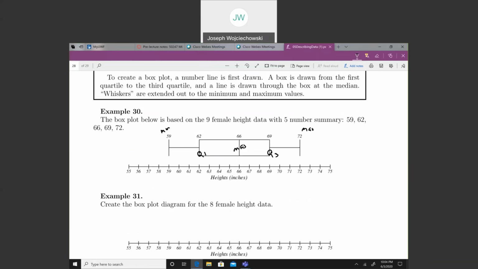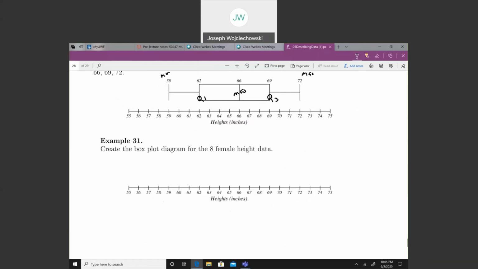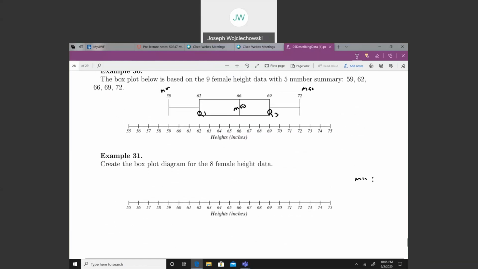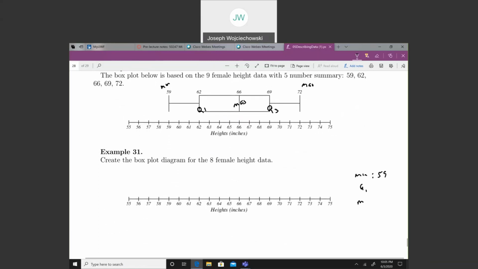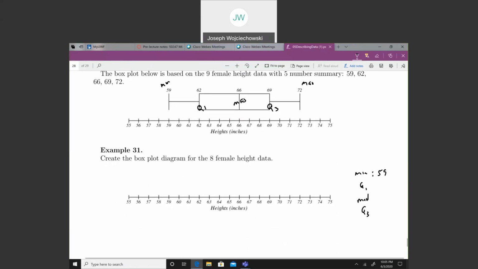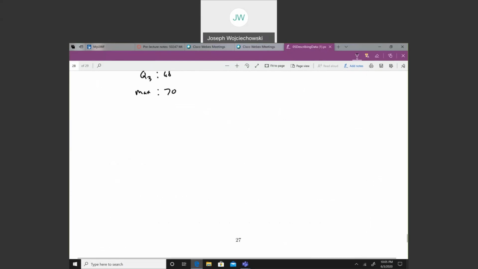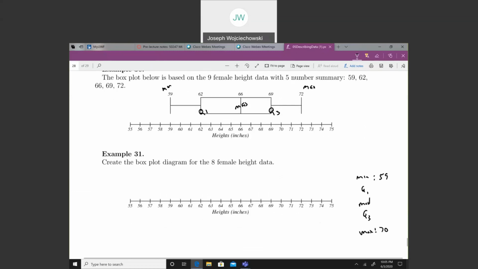So let's see if we can do this for the 8 female heights video. Let's see, the minimum was 59 again, right? Q1, median, Q3, and the maximum was 70. Let's go back and see what everything else was. 61, 65, 68. So first we draw our box from Q1 to Q3.